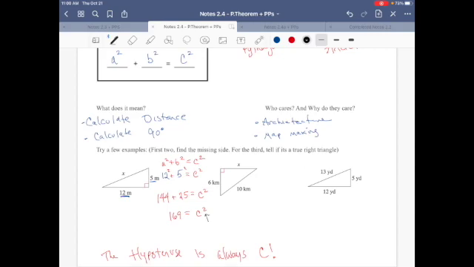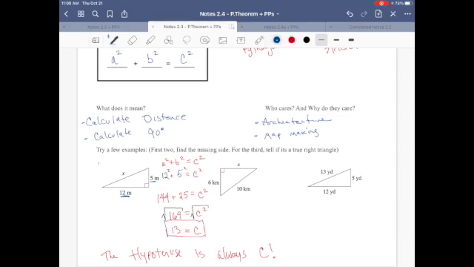This tends to mess students up sometimes, but the opposite of to the second power is to take the square root. So the square root of C to the second power gives us C. But what I do to one side, I have to do to the other. So if I take the square root of one side, I take the square root of the other. The square root of 169 is 13. So that means this side here is 13, and that's our final answer.